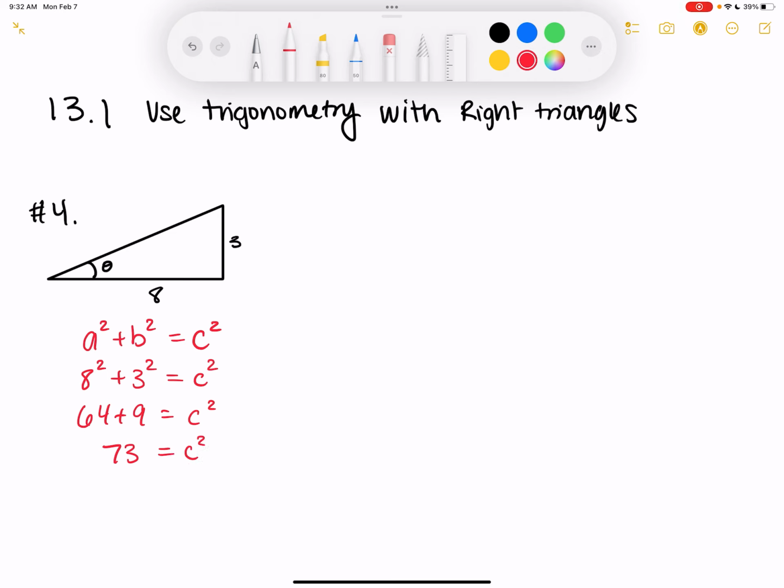And then, remember last chapter, if you had something like this, you take the square root as plus or minus. Obviously, you can't have a negative length, so it's only the positive one. So it's just going to be the square root of 73 is equal to C.